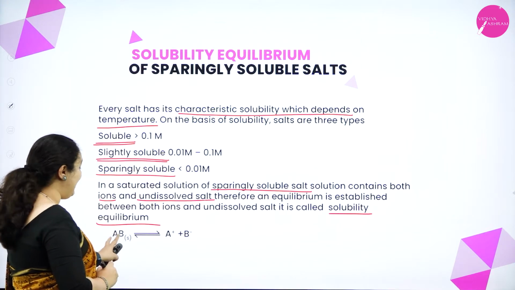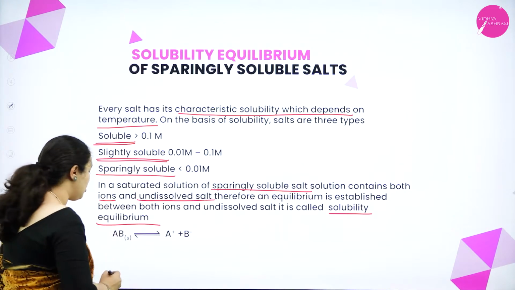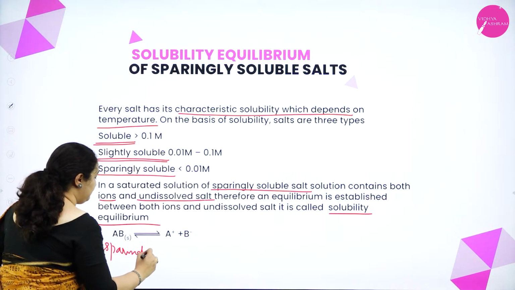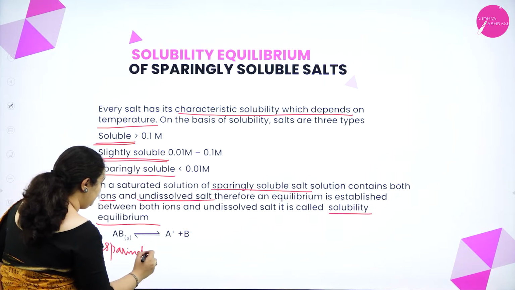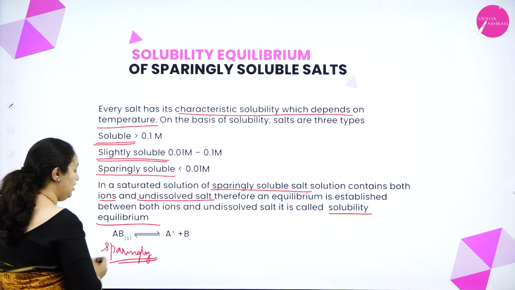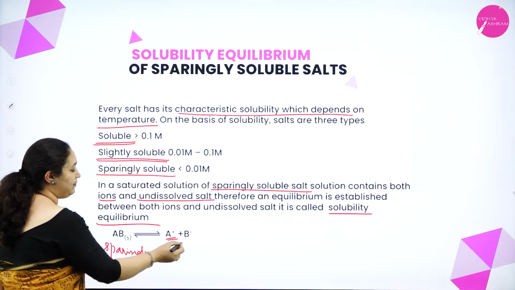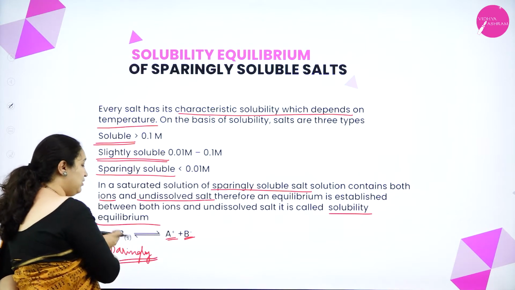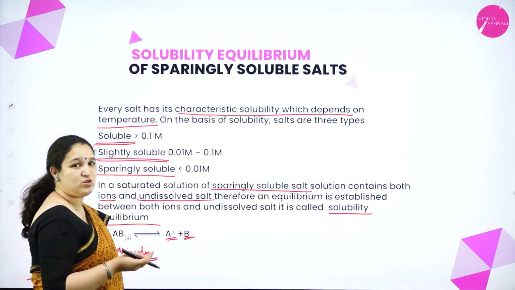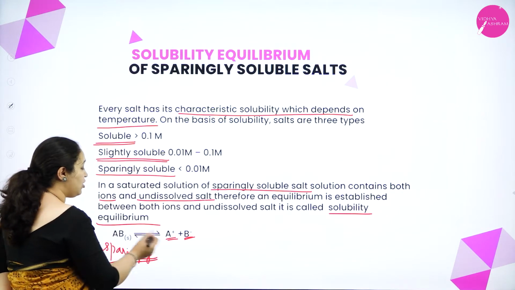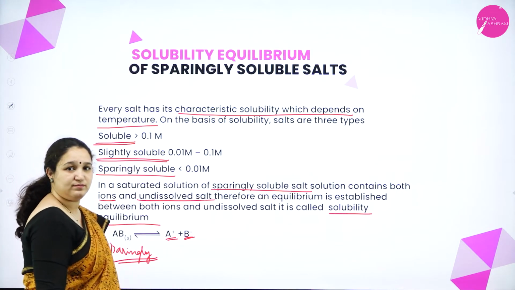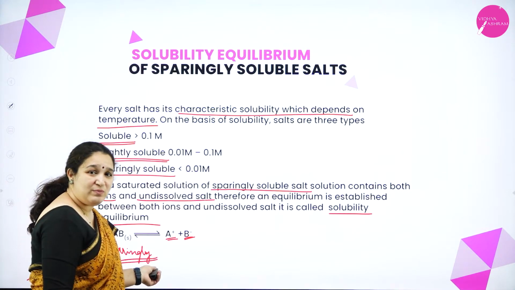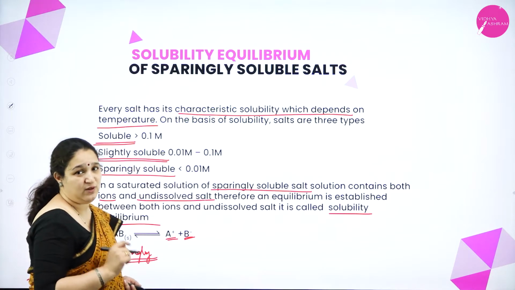For example, if AB is the sparingly soluble salt, AB will dissociate to form A plus and B minus ions, a very small amount. Again, these two will react to give back AB. And in the saturated solution, you have the undissolved salt and the ions of the salt. Correct? And an equilibrium is established. This equilibrium is called the solubility equilibrium.